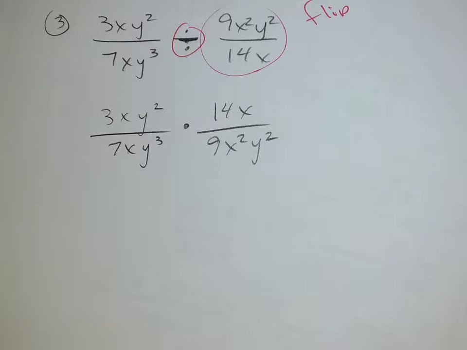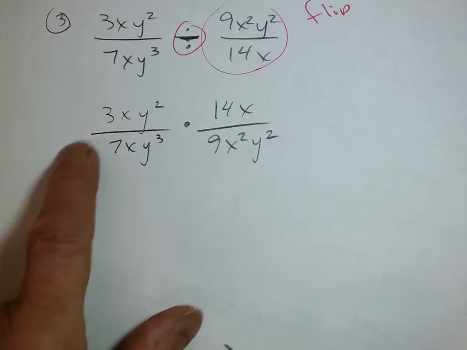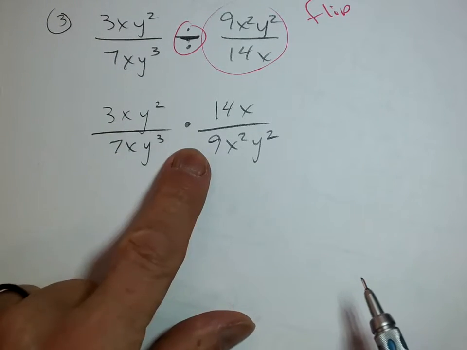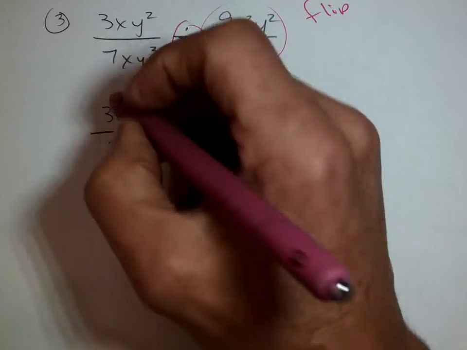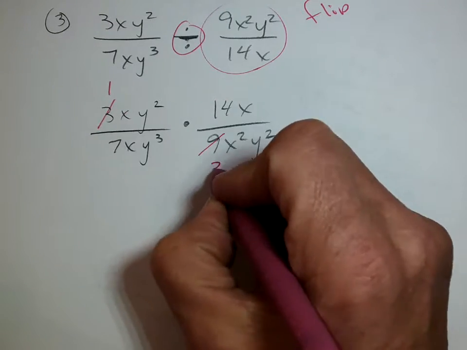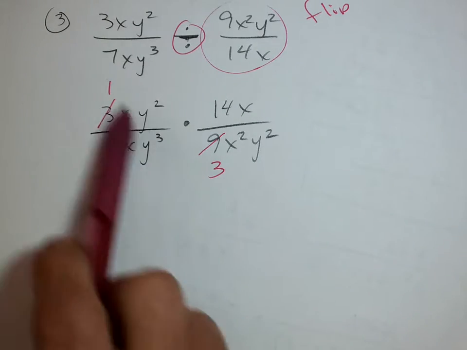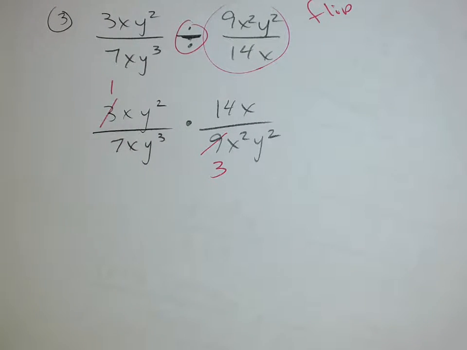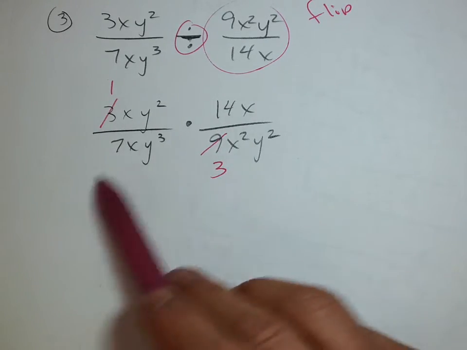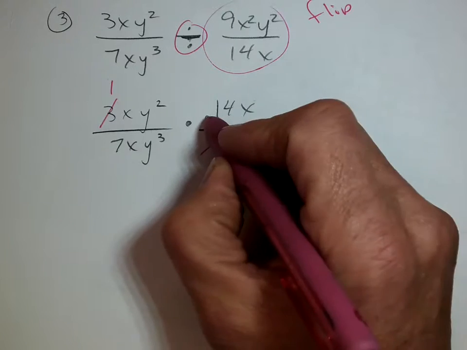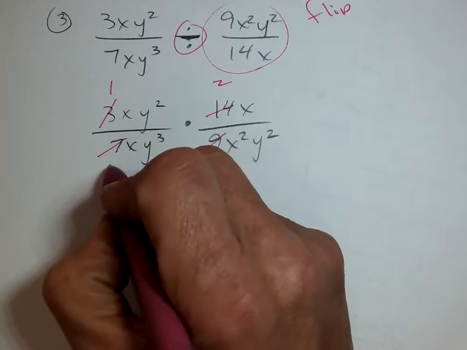Now there's no factoring, but I'm going to cancel anything on the top and on the bottom. Before I cancel, though, let's look at the whole numbers. Think of this as 3/9. 3/9 would reduce to 1/3, okay? You okay with that? See the 14 and the 7? Think of that as 2 over 1. 7 goes into 14, so I can cancel that into 2 over 1, okay?